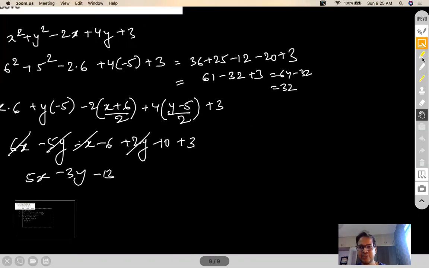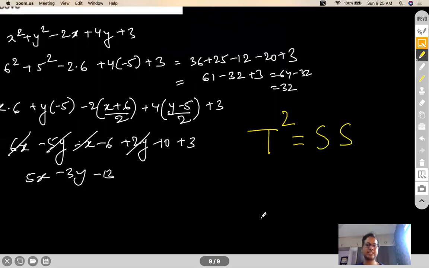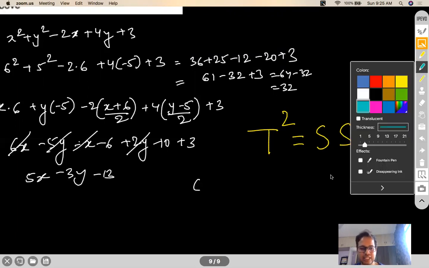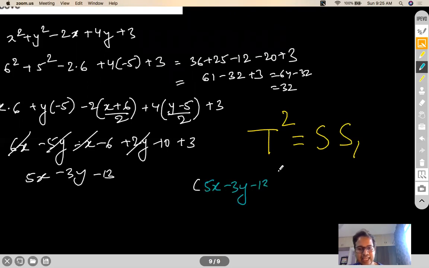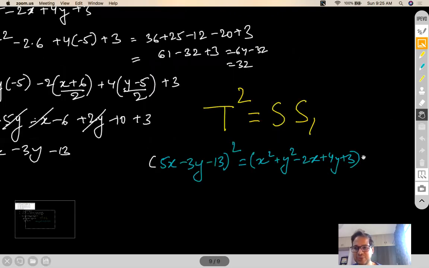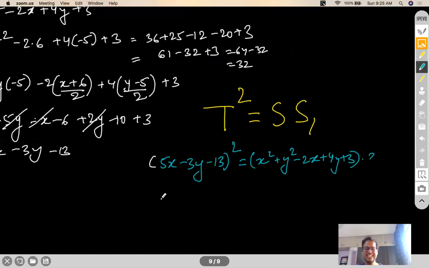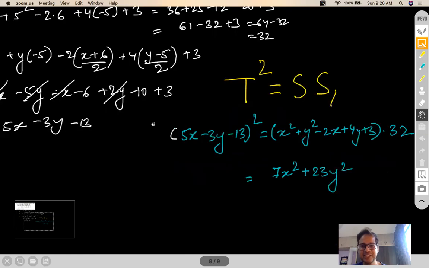Now, coming to the pair of tangents equation, we know it's T square is equal to SS1. So T square is equal to S, S is your given expression, and S1 is 32, so S1 is 32 into 32. Now let's try to simplify things as we solve it. 25x square will be generated and 32x square will be generated over here. So can I say I will end up getting a 7x square? 9y square will be generated and this is 32y square. So can I say 23y square will be generated? Oh, all my options have this, so I cannot rule out my options.